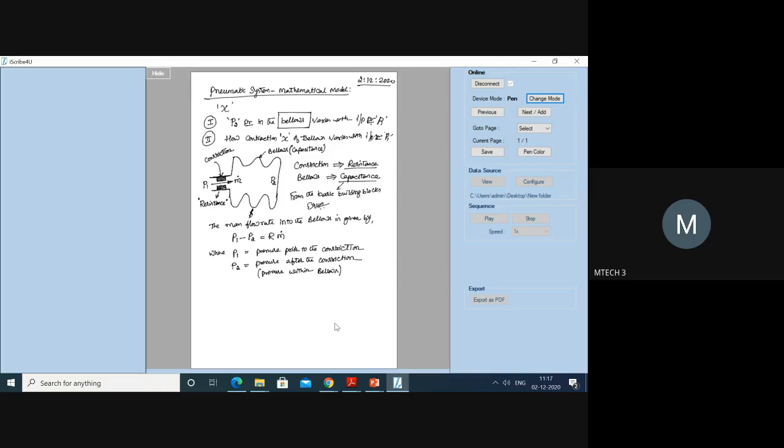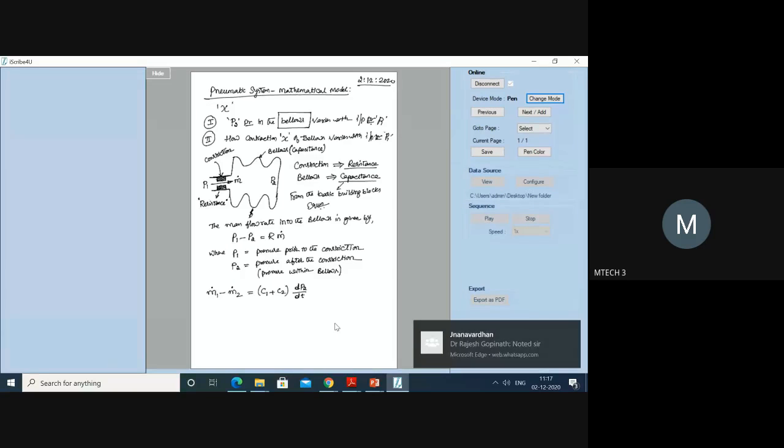Next line you write. The capacitance of the bellows is given by M1 dot minus M2 dot is equal to C1 plus C2 into dP2 by dt. This is the capacitance equation.